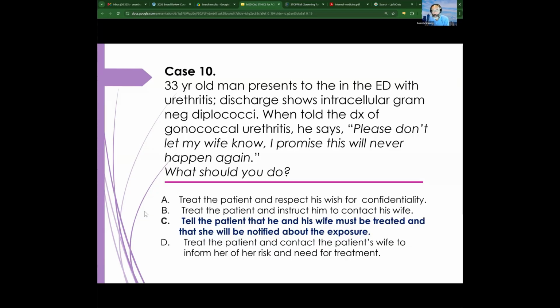As far as why it is C and not D, you are not obligated to necessarily be the person to contact the wife or the other partners and treat them. You do have to make sure that a process will be followed to treat them. Depending on the STI, the state health department or the county health department will reach out to them, and your obligation is to notify that entity, which is why C is the better answer choice here than D.